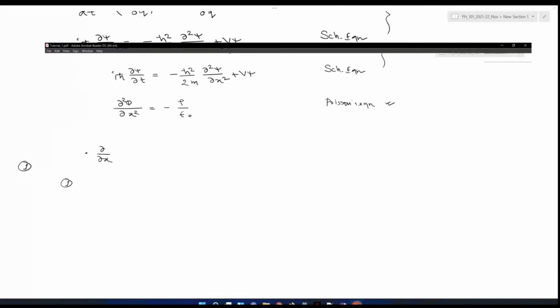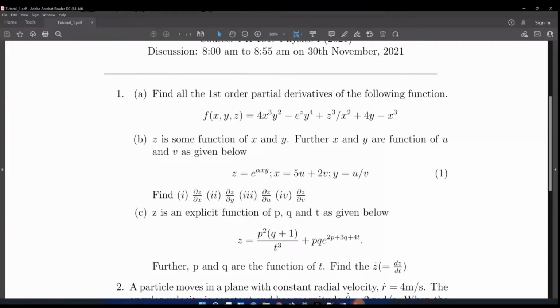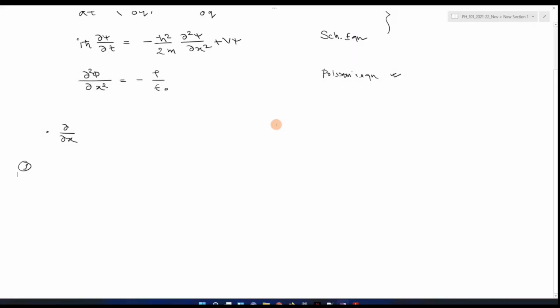So the first problem we are given is f of x, y, z. I will try to solve everything. You also cooperate with me, and if you have any confusion or doubt, please stop me and ask. So the first question, let me write: 4x cube y square e to the power z y to the power 4 plus z cube by x square plus 4y minus x cube. So this f is a function of x, y, and z.